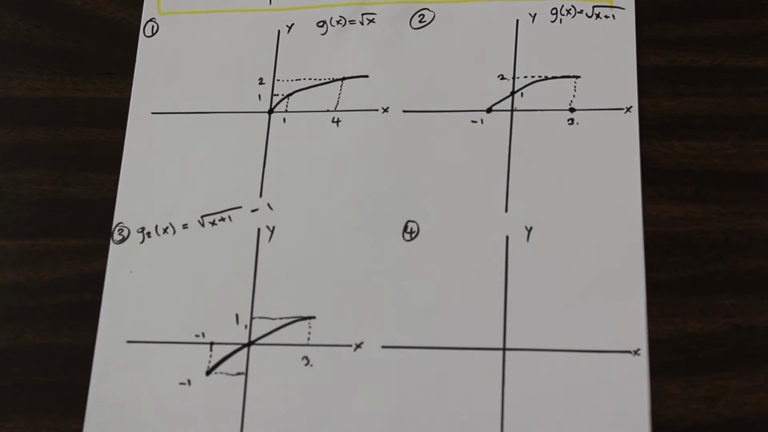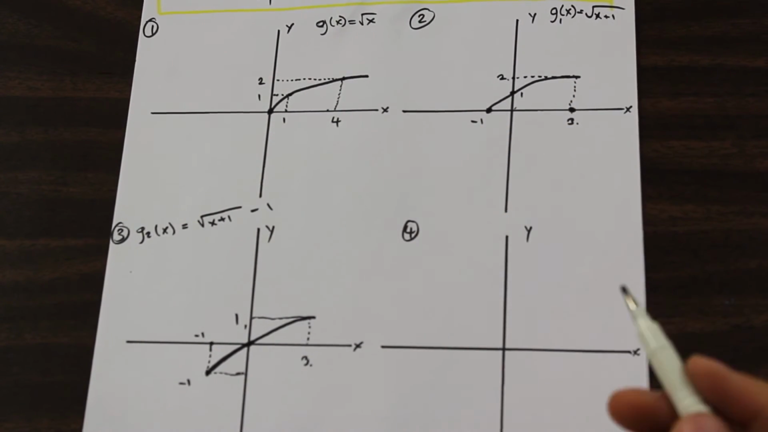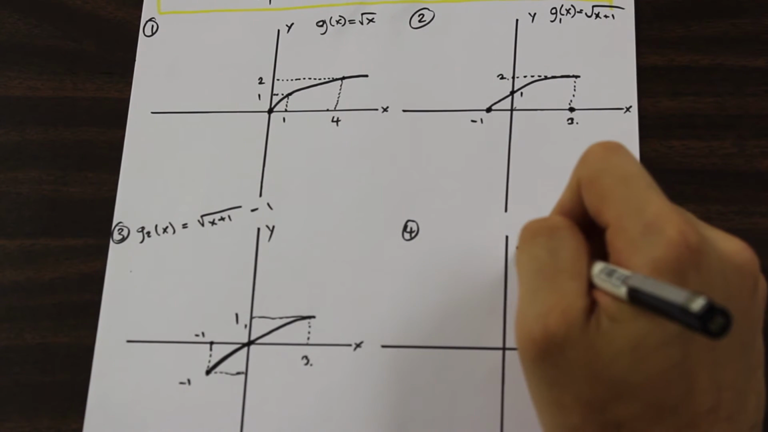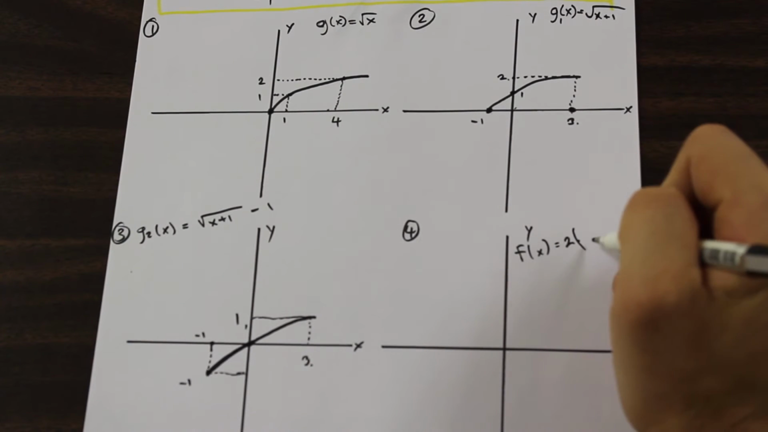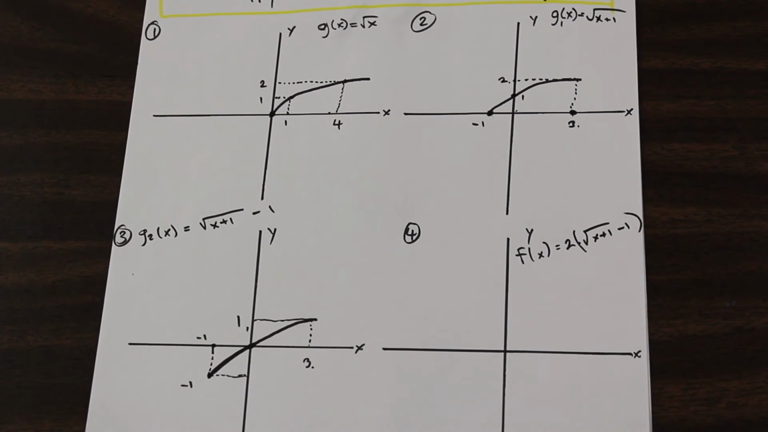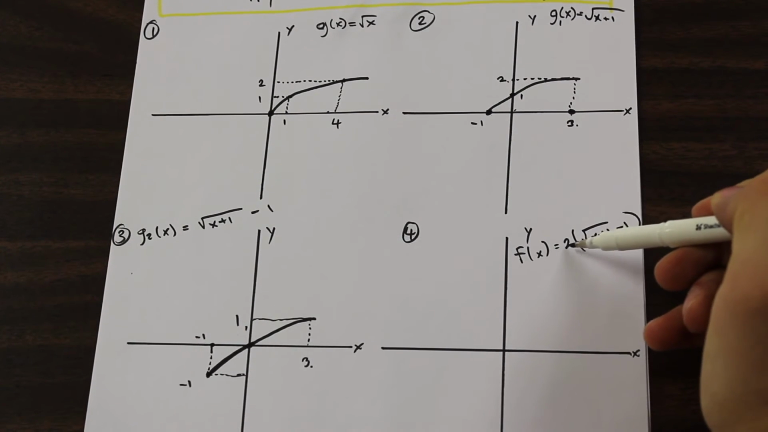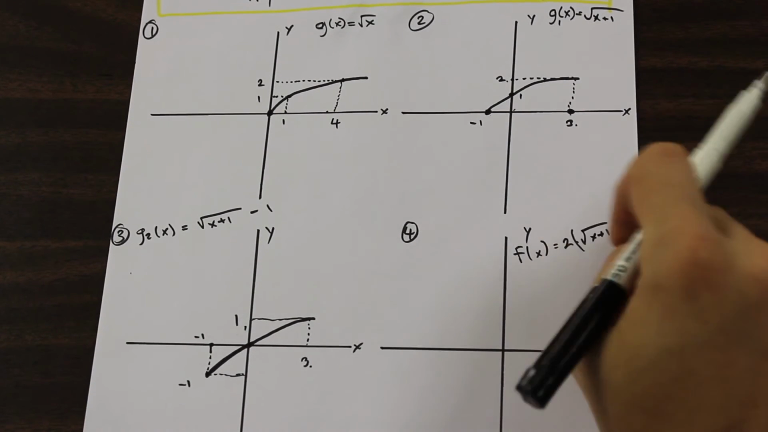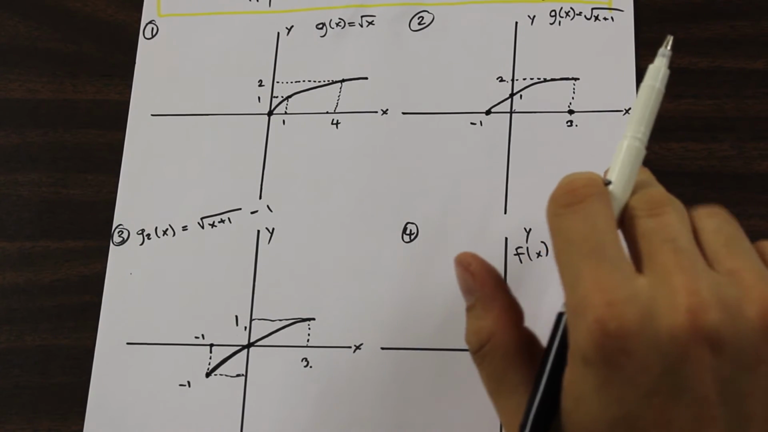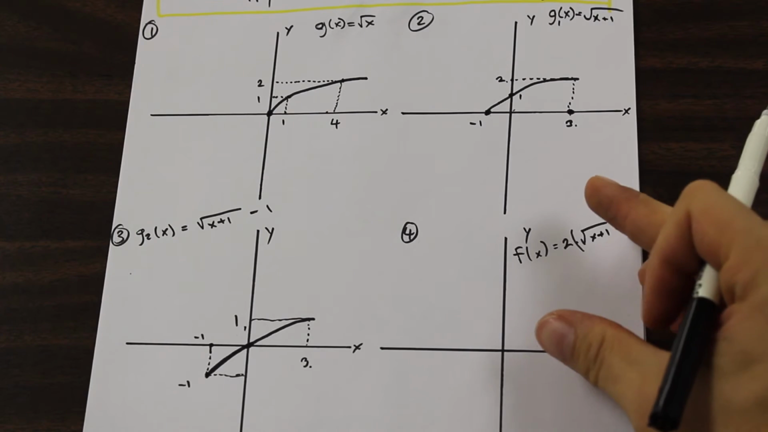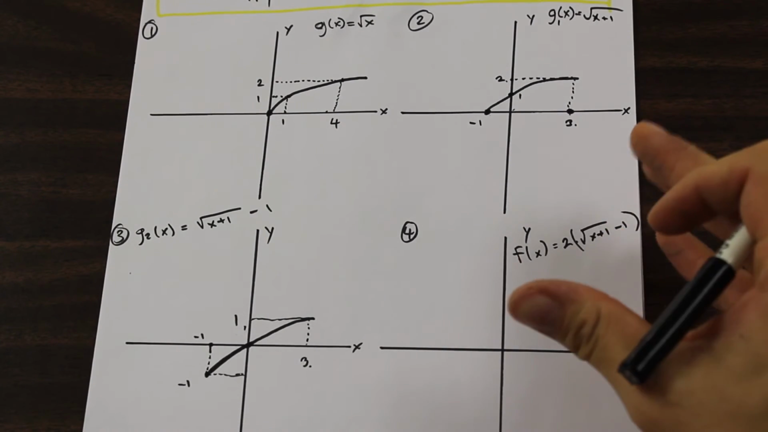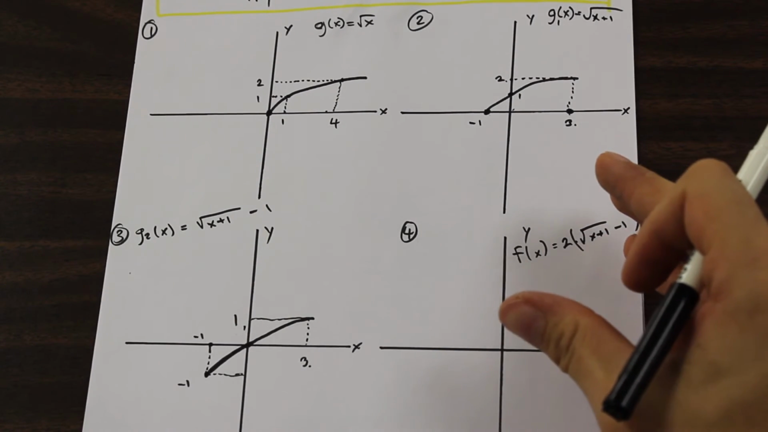And now, finally, the last function and our final answer. Let's just write it here. So we have f of x is equal to 2 times root of x plus 1, minus 1. As you can see, we've added a constant 2 outside the entire function here. And if you go back to the original video where we did the rules, you'll see what that does. It's going to stretch the function vertically by a factor of 2.